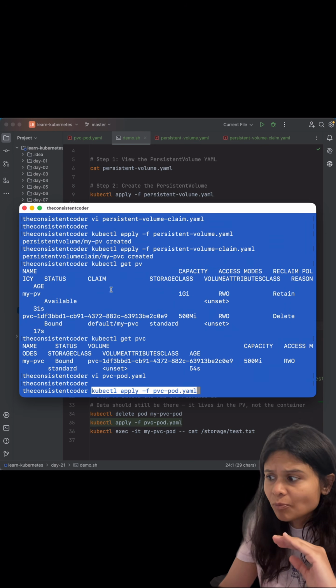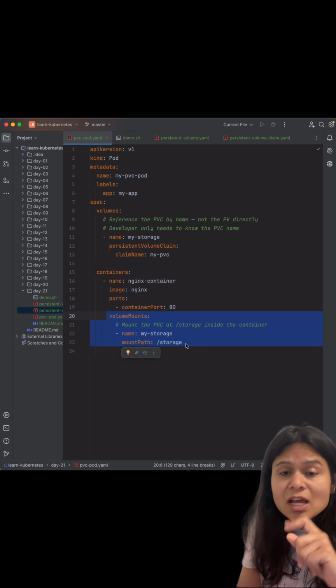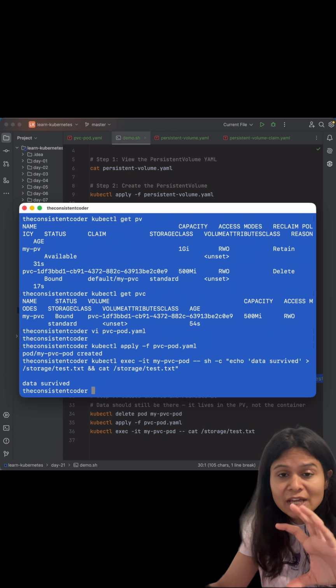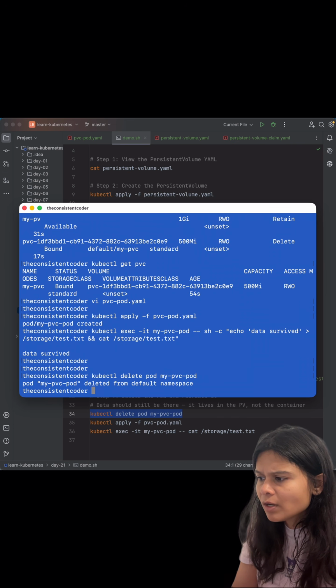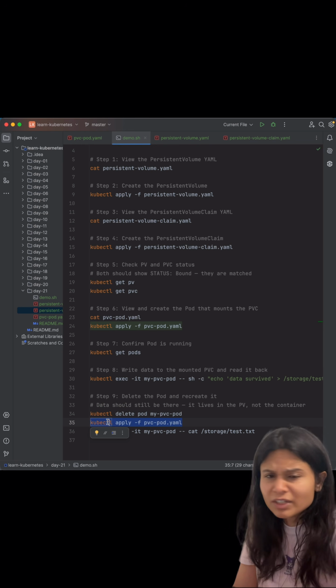Now let's apply the pod. Pod created. As you can see, the pod mounts the PVC at the storage folder. We write a file and read it back. Can you see? We have written in this file. Okay. Now delete the pod and recreate it. So now I have deleted my pod. The pod is deleted. Now I'm recreating it. Pod created. Will the data be there?